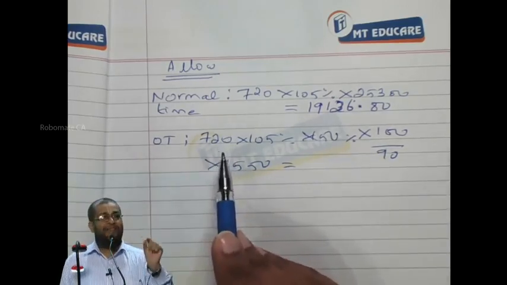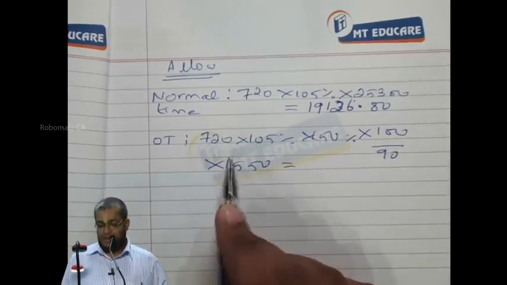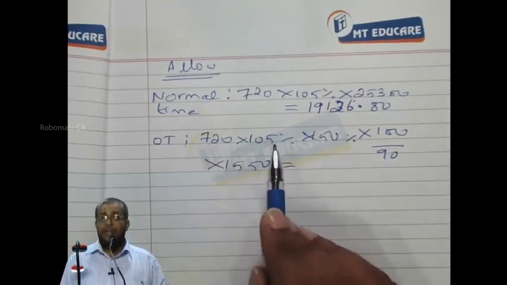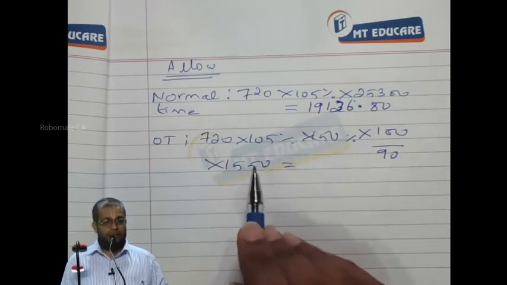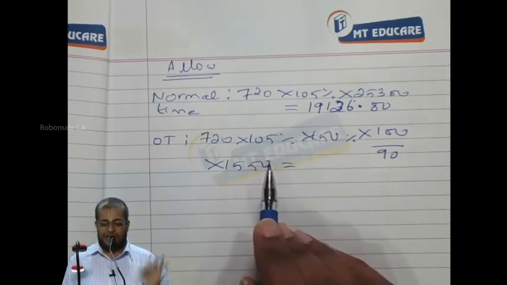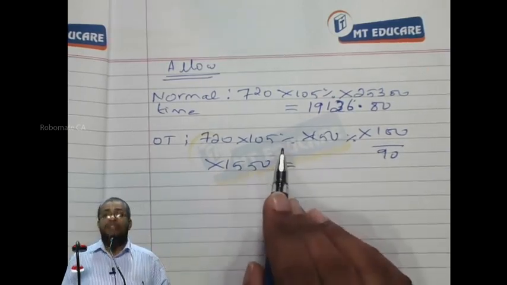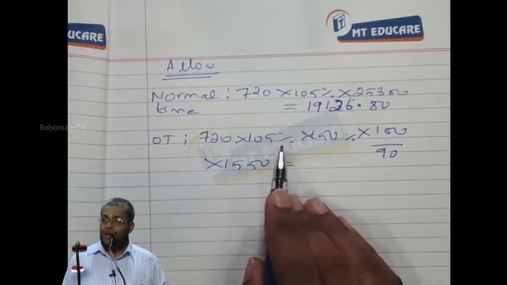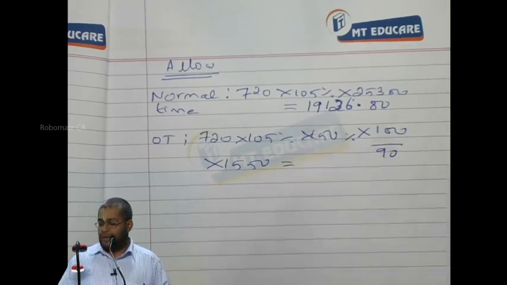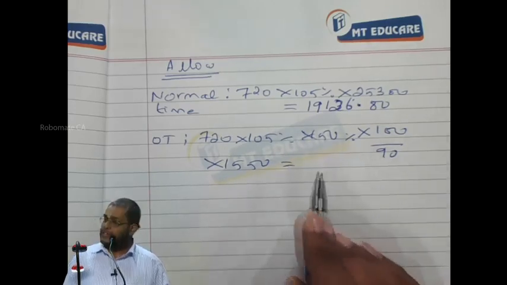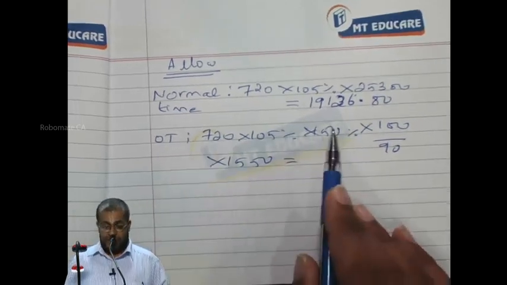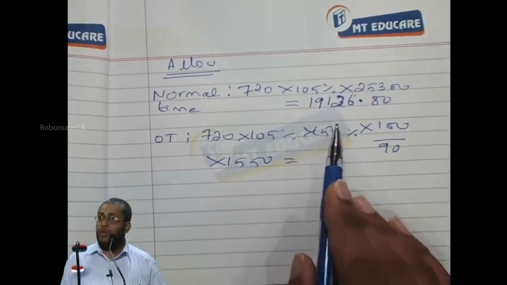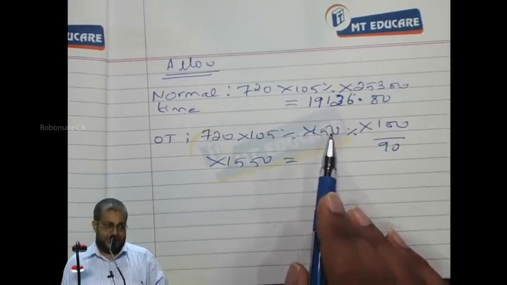720 rupees is a wage per mission. If we allow strike, we have to settle for 5% increase. So the wage per mission is 720 into 105%. Agreed or not? This I pay if they work in what time? Normal time. If they work overtime, the question says pay time and 1/2. Yes or no? That means how to pay how much percent of this? 150%. This is a wage if they work what? Overtime. This is a wage per mission.